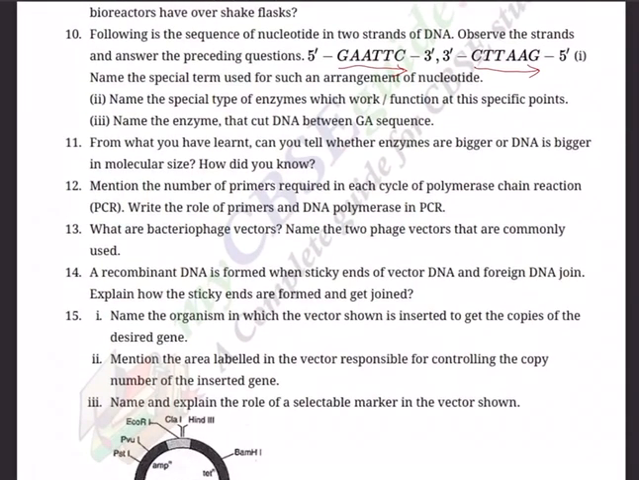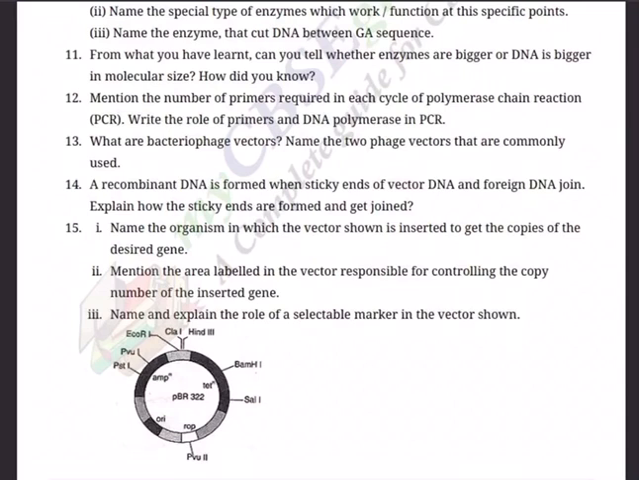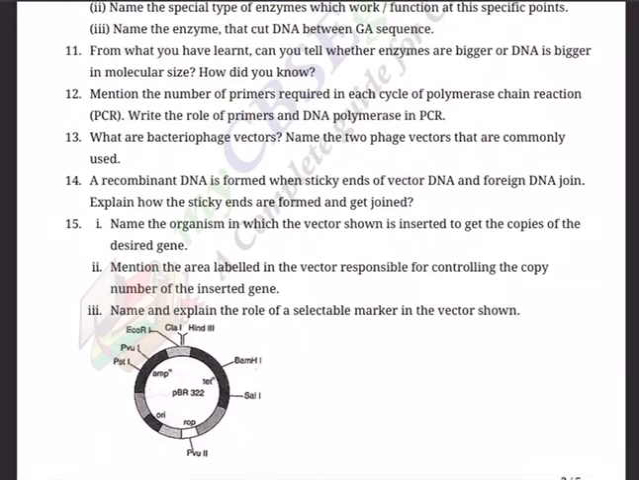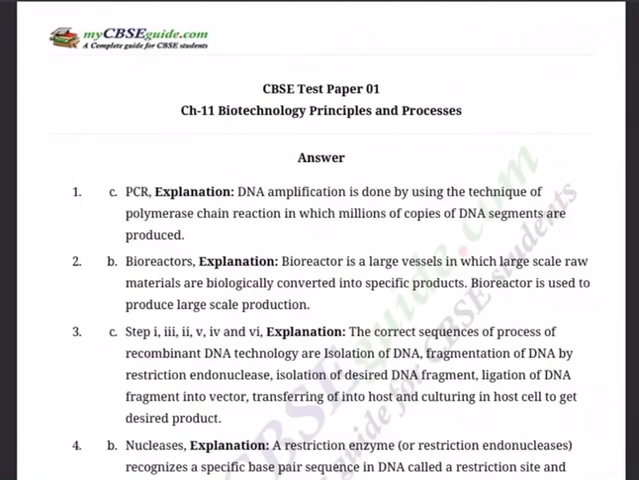Question number 15. Very important question. Repeatedly I have been telling you, diagram based questions are very important. Question 1. Name the organism in which the vector shown is inserted to get the copies of the desired gene. Question 2. Mention the area labeled in the vector responsible for controlling the copy number of the inserted gene. Question 3. Name and explain the role of selectable marker in the vector shown. This is a beautiful question. So let's go to the answer session. I hope you take some time in between, answer that, and then come to this session.